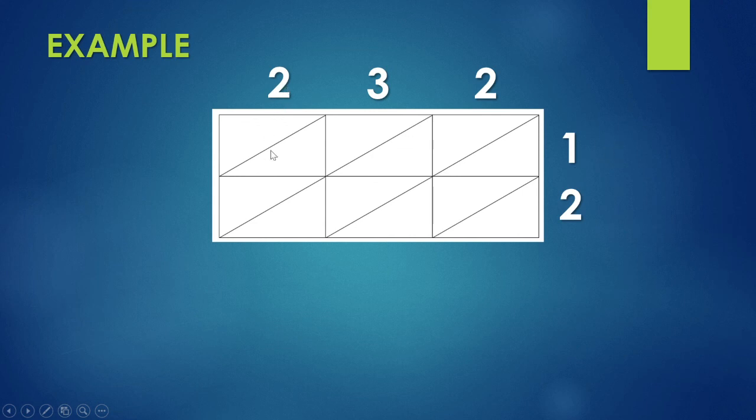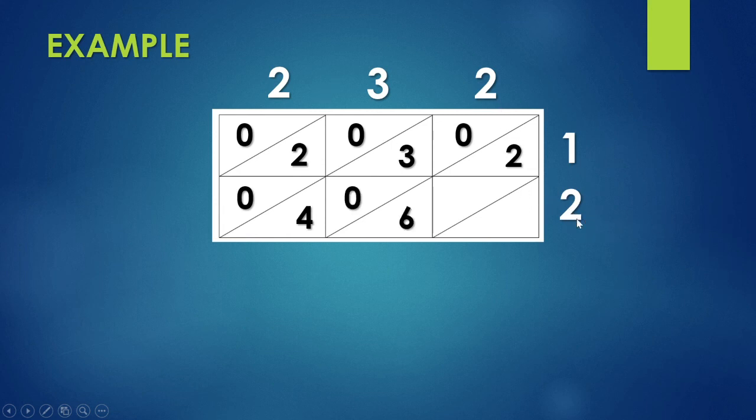So 1 times 2, we're going to put the answer here. Since it's just 2, we are going to put 0, 2. But if the answer, for example, is 5 times 2 is 10, this will be 1, 0. Next, we multiply 1 by 3. 1 times 3 is 3, that's 0, 3. 1 times 2 is 2, that's 0, 2. Then we're done with this. Let's multiply this 1. 2 times 2 is 4. 2 times 3 is 6. 2 times 2 is 4. So we already multiplied them.